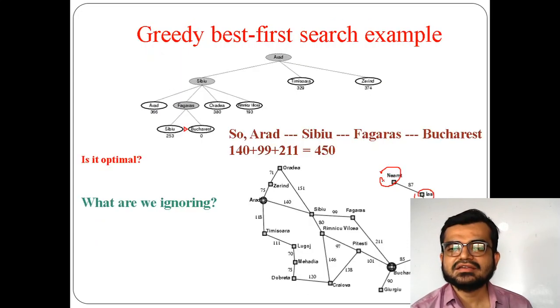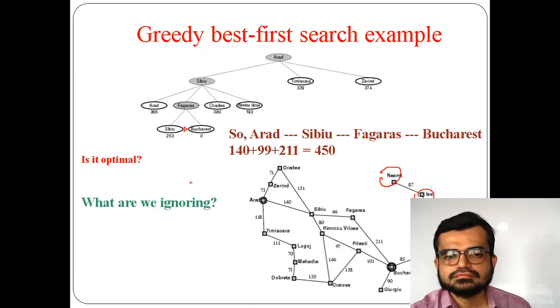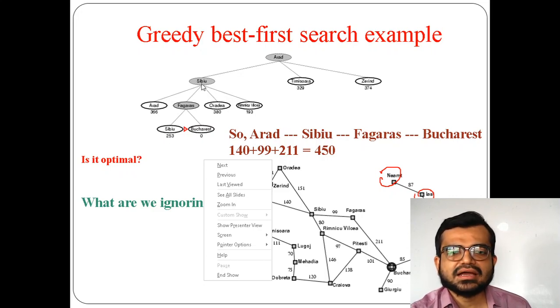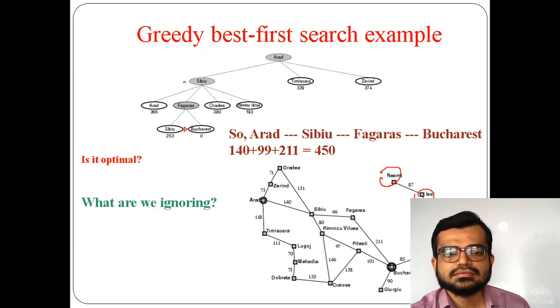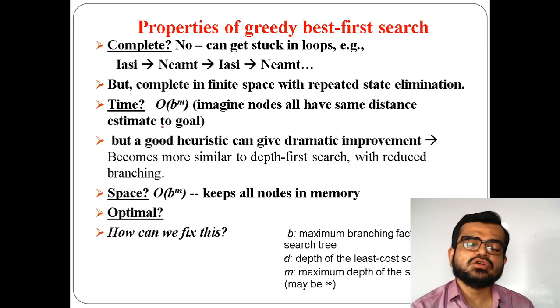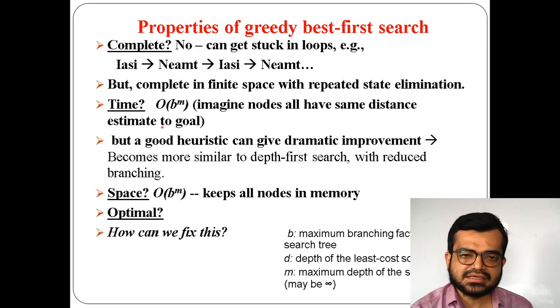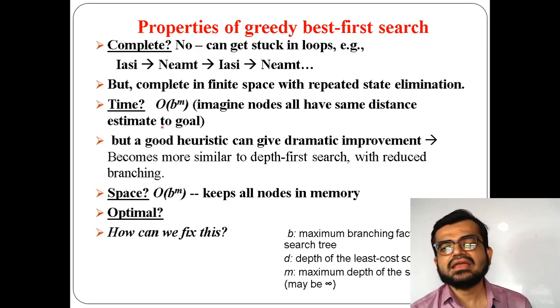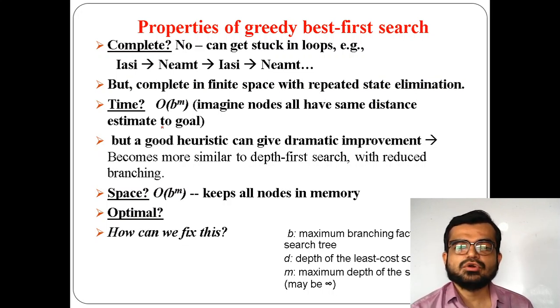But here repeated state is there, right? Why? Because here if you see Sibiu is there, here Sibiu is there, again Sibiu, here also Sibiu is there, here also Sibiu. So repeated state is there here, right? So if repeated states are eliminated, and if there are a finite number of states, or a finite space is there, then it can give you a complete solution. But in other way it won't be complete.